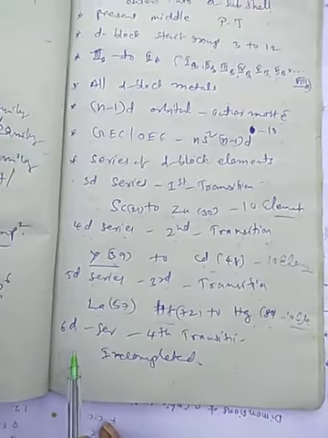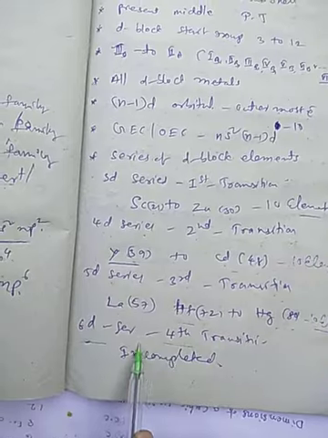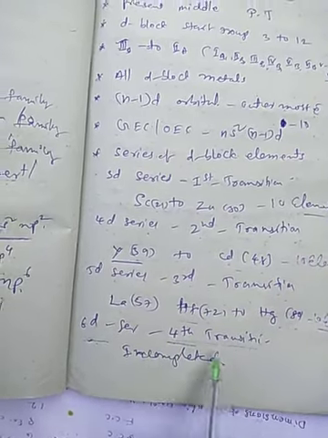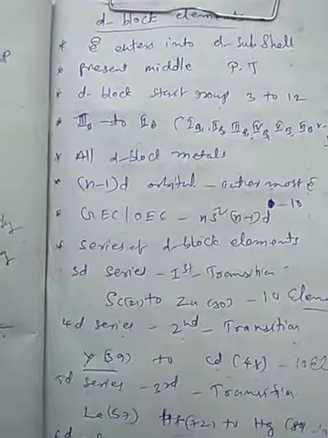Now the fourth transition series is the 6d series. It is an incomplete series. It is the fourth transition series, an incomplete transition series.